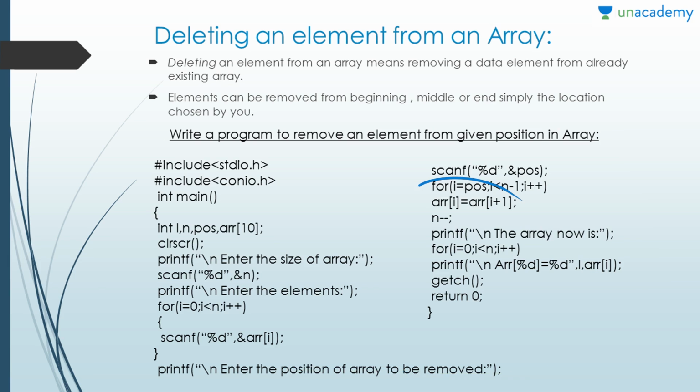Then array of i equal to array of i plus 1, meaning simply that the array of ith element is assigned the array of i plus 1th element, because the memory storage is continuous. Okay, it is not random. So if an element is removed, then the next element will acquire the place of the previous one, which is the removed element, right? So here array of i equal to array of i plus 1, and we have also done a decrement here because of the previous one. Okay, so the remembrance of the array will be kept there, right?